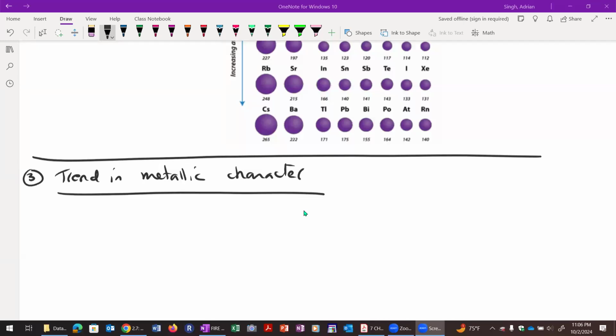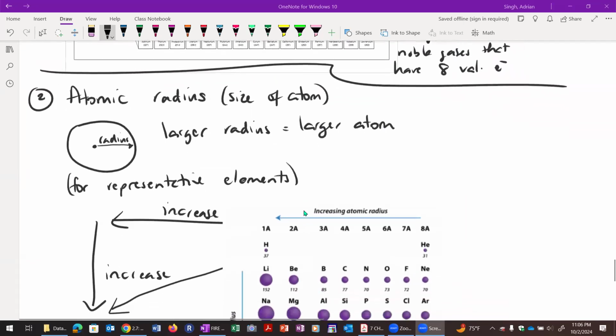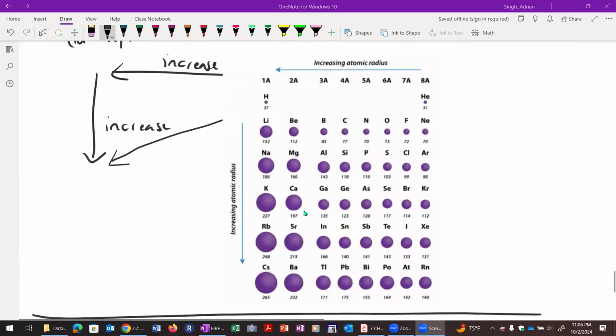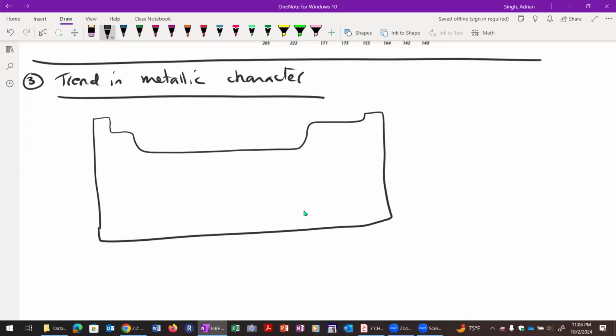Okay, so the third and the last trend that we'll see for now is the trend in metallic character. And the trend here is actually really similar. It's actually the same trend as we saw with the atomic radius. And it goes back to when we first introduced the periodic table. We saw that generally on the left side of the table, right, we have our metals, and then on the right side, we had our non-metals. So generally, our metals are going to be found towards the left. So metallic character is going to increase in that general direction. And then also as you go down a group, the metallic character would increase as well, right?